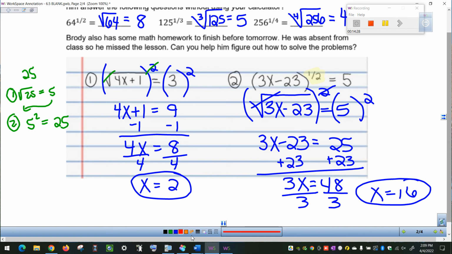All right, so because both of these equations involve the square root symbol, which we learned is called a radical symbol, what we call these types of equations is we call them radical equations.